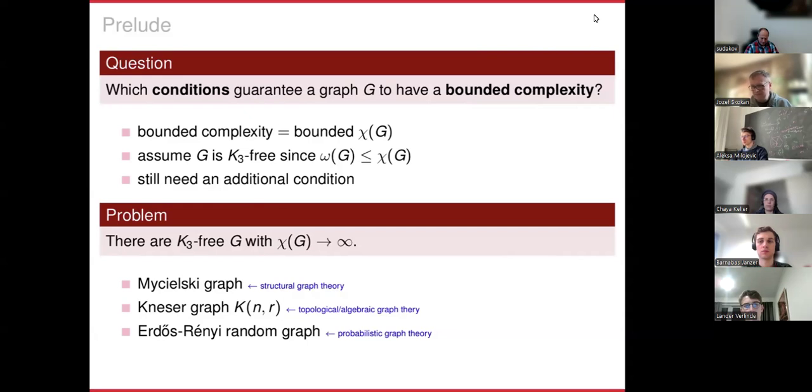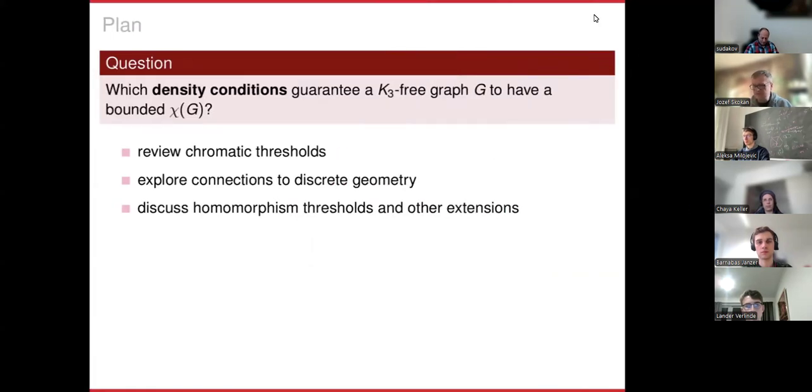Now we see the problem and we will need some additional condition. What kind of conditions? It depends whether you are in structural graph theory, where you might impose some prohibited induced subgraph and then study chi-boundedness. But for us, in extremal graph theory, our favorite condition will be a density condition. We would like to discuss what sort of density conditions guarantee that a triangle-free graph G has a bounded chromatic number. And this is really the proper start of this talk.